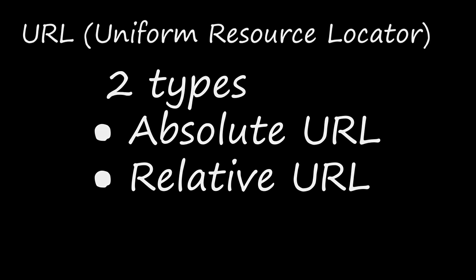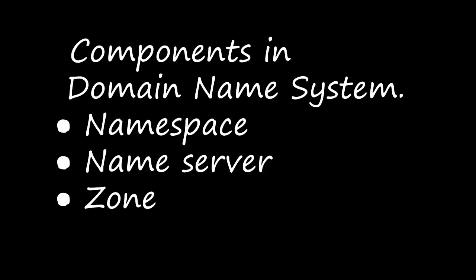Okay. Next, we'll see the components of DNS. There are three important components in this DNS, domain name system. First one is namespace. Next one is name server, and the third one is zone. Let's see in detail what namespace, name server and zone are. Namespace means the domain name must be very unique and correct, right? The name should be selected from the namespace.